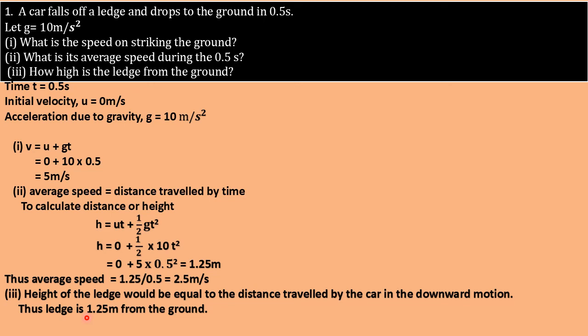That is 0.5 second. Now, how high is the ledge from the ground? That we have already calculated, because the height of the ledge would be equal to the distance travelled by the car in its downward motion. So the height of the ledge is 1.25 meter from the ground.